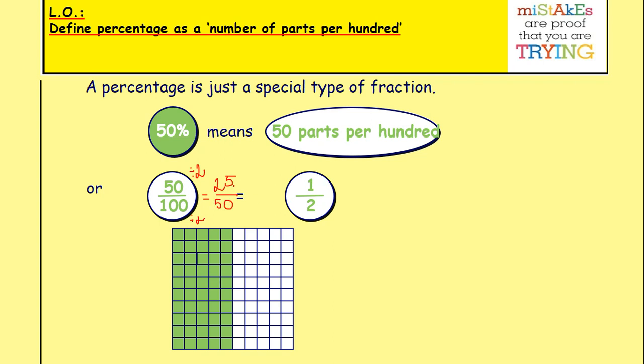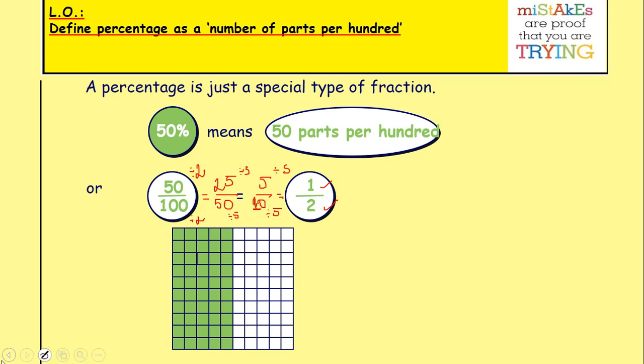We are going further. We can see 25 and 50 can still be simplified, and we know 25 and 50 both can be found in the 5 times table. If I divide 25 by 5, it is going to be 5. If I divide 50 by 5, it is going to be 10. Hold on, I can see 5 and 10 I can still divide by 5, isn't it? So 5 divided by 5 gives me 1, and 10 divided by 5 gives me 2. So what happened here? I simplified my 50 above 100, 50 parts per 100, until I could.